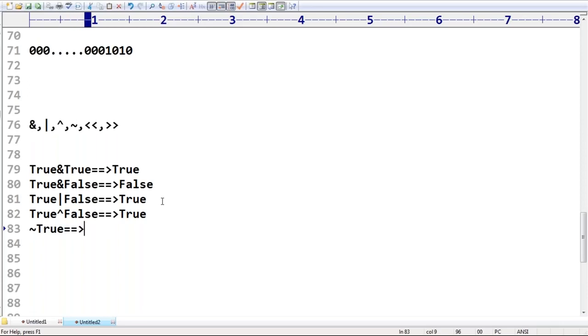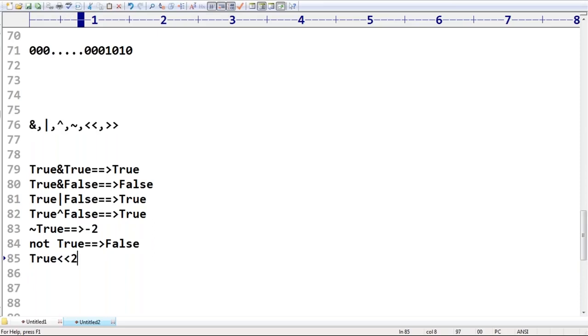Next, negation of true, bitwise, -2 is the answer. If you consider not true, then false is the answer. Remember this one: not true, false is the answer. Bitwise negation of true, -2 itself is the answer. Next, here true left shift 2.